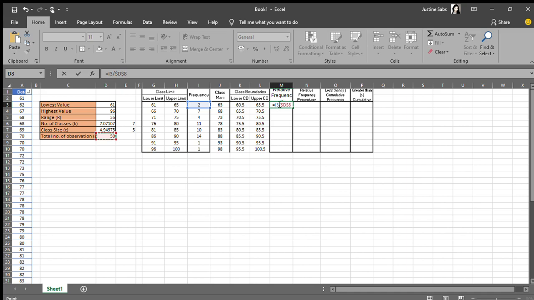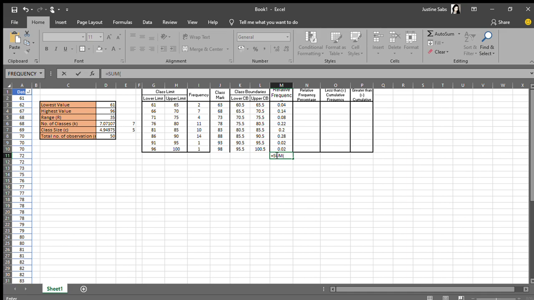So, as you can see here, the one without a dollar sign is the value for the frequency. The one with the dollar sign is the portion for the total number of observations. So, 2 divided by 50 is 0.04. Then, drag it down. 7 divided by 50 is 0.14. 4 divided by 50 is 0.08. 11 divided by 50 is 0.22, and so on.